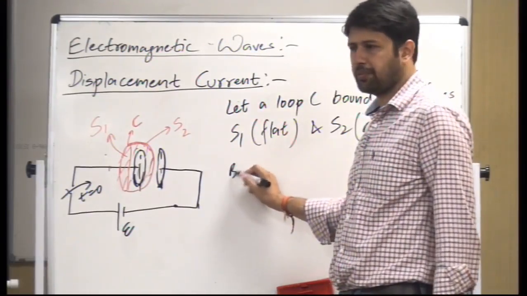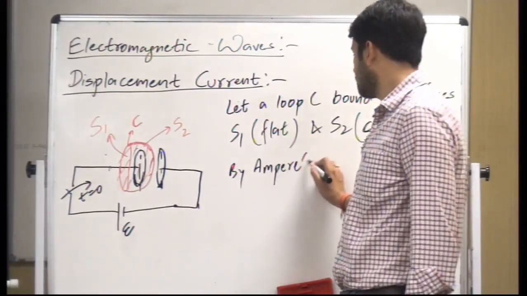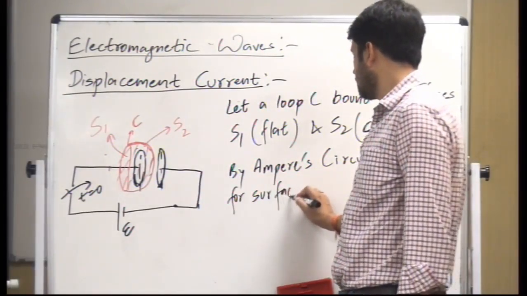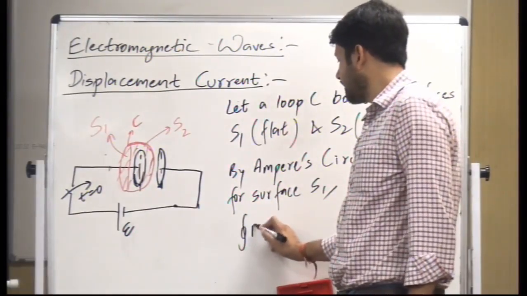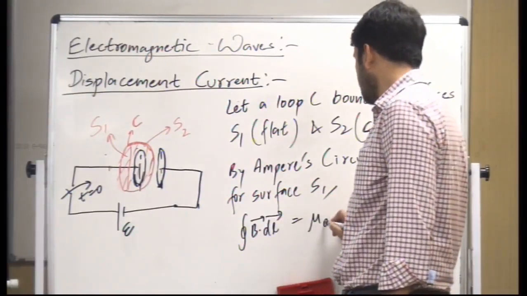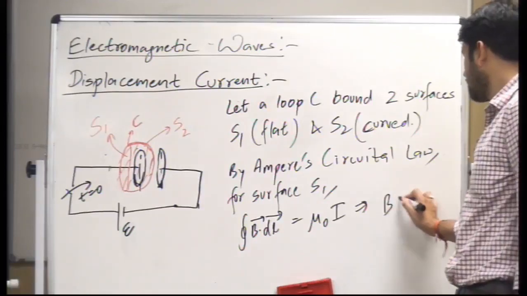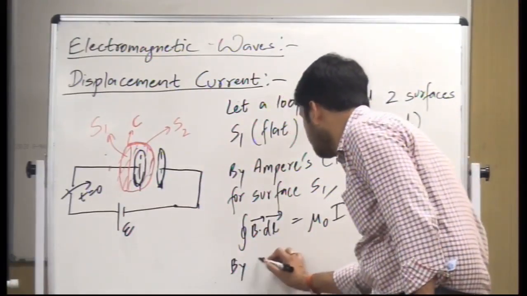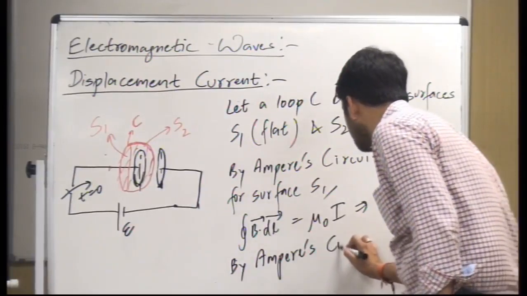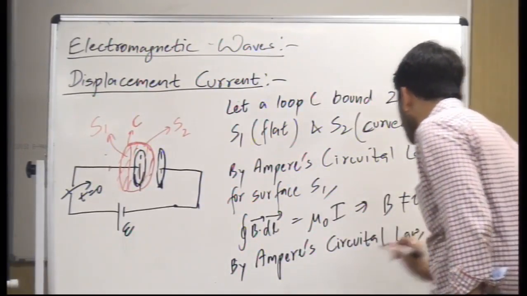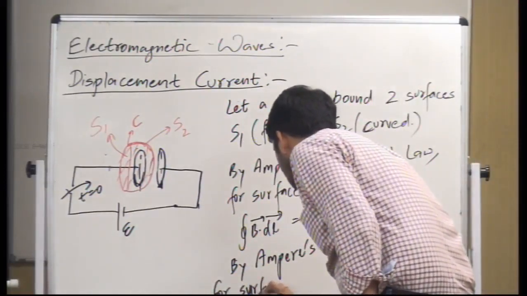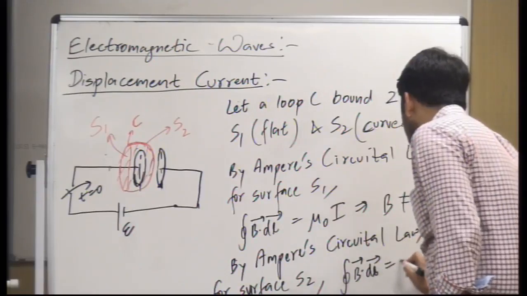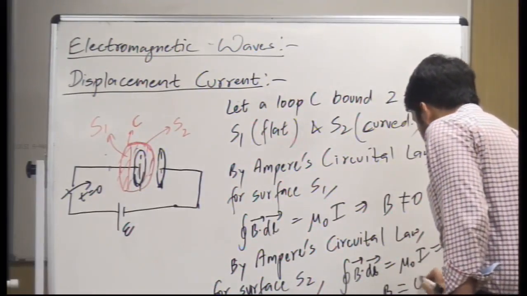So by Ampere's circuital law, for surface S1, closed loop integral B dot dl is equal to mu naught I, which means B is not equal to 0. Obviously, we can find the value of B. We can find the value of B by Ampere's circuital law for surface S2. So it would be zero, which means B is equal to 0.